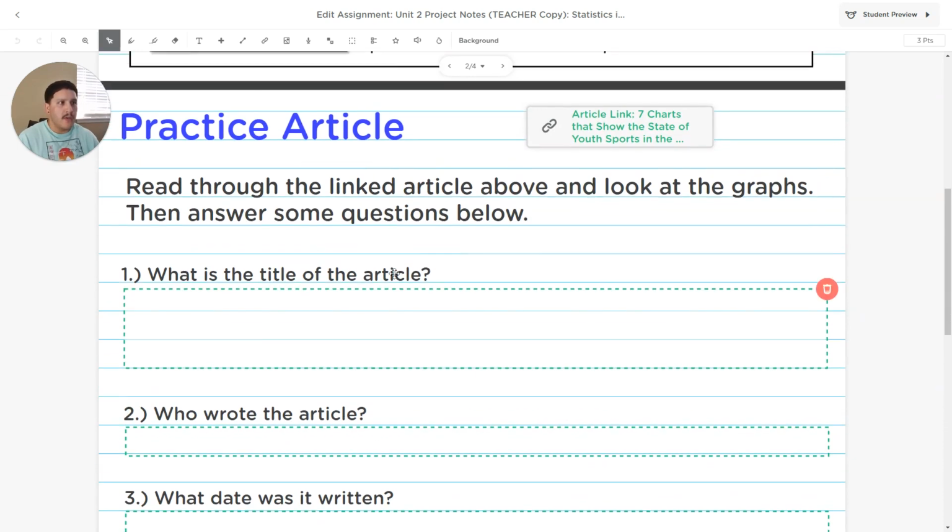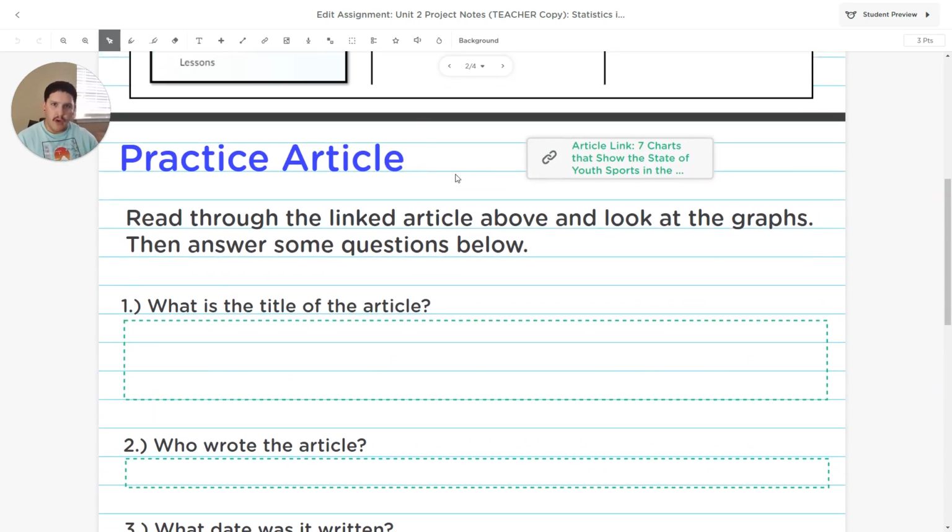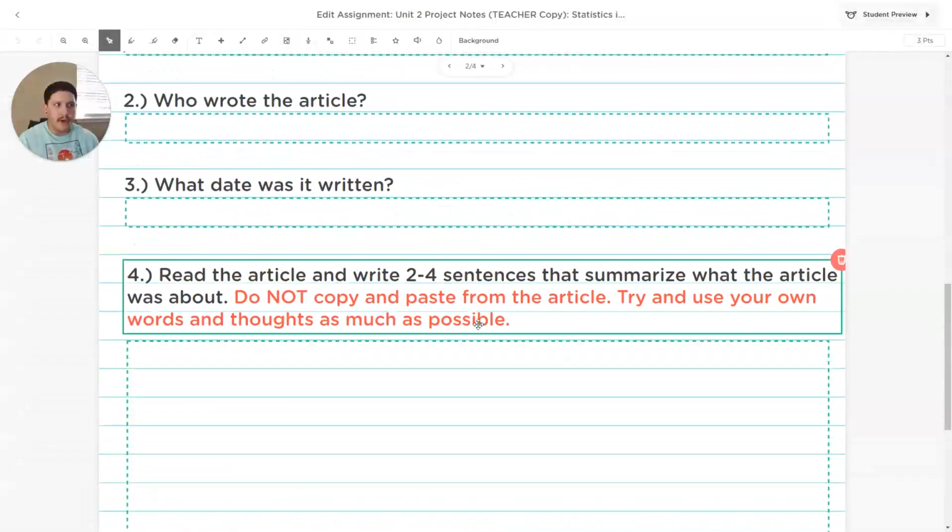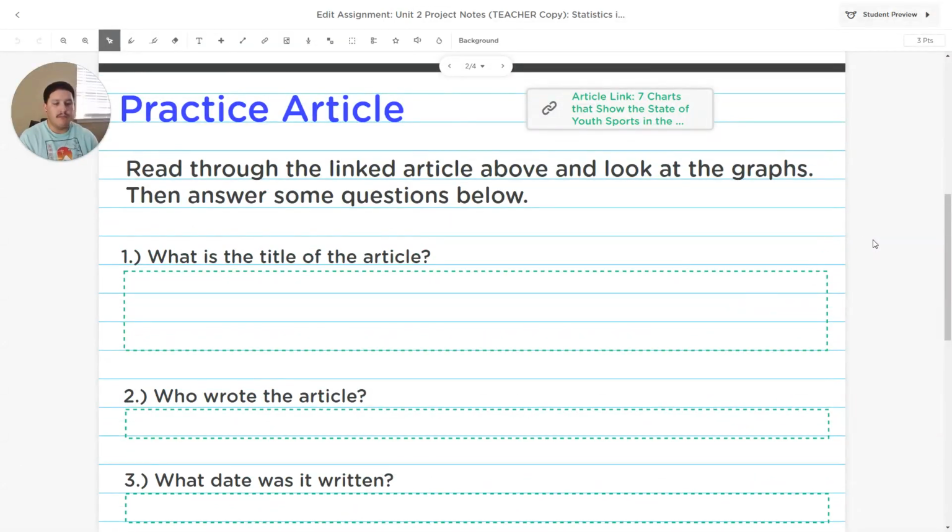So I do have a practice article that you can try and do everything on. This is available in ClassKick. Those of y'all that have the ClassKick accounts to log into, you should see Unit 2 project notes there once you log in, and then you can click through this and practice going through this article if you need a refresher or a heads up on what the Unit 2 project is going to be about.